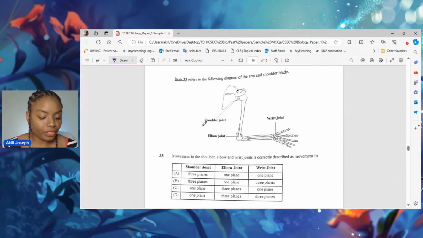So for this one, your shoulder, you're going to have movement in 3 planes, right? Your ball and socket joint. Your elbow, movement in 1 plane, that is a hinge joint. Your wrist joint, again, you have movements in 3 planes here. So we would go with B for this one.